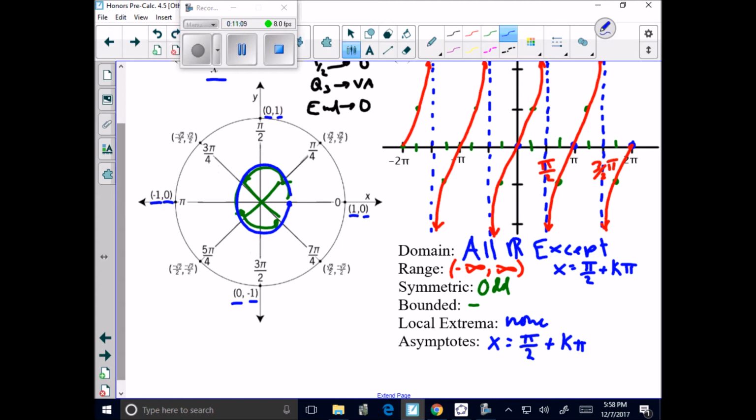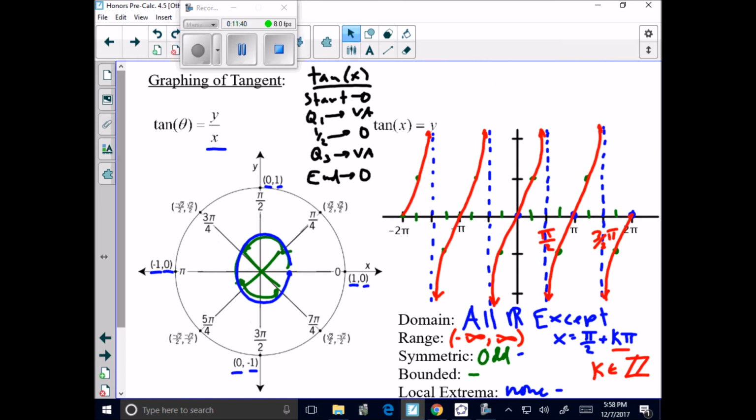The range is going to be all real numbers, since the tan function is basically coming from negative infinity and going up to positive infinity in between each of its vertical asymptotes. We can say it's an odd function. It has no extrema, no peaks or valleys to this function, and the asymptotes are basically the rotation values landing us on the y-axis that we already outlined above. Now, what did I miss? I did not write my k is an element of the integers, right? Okay.